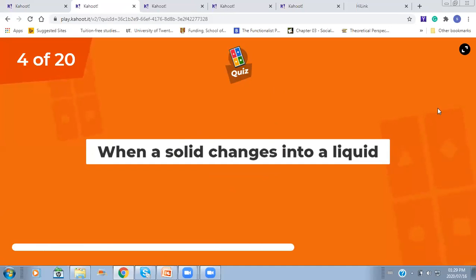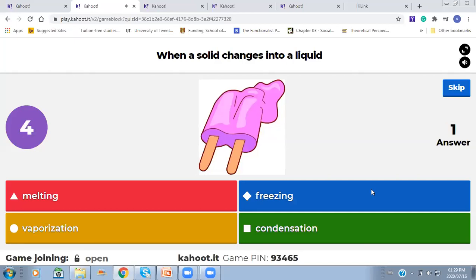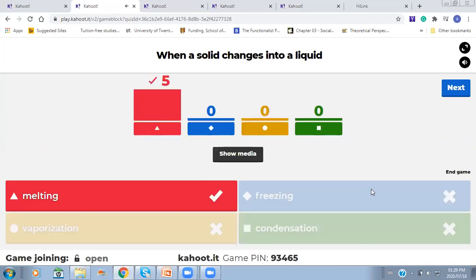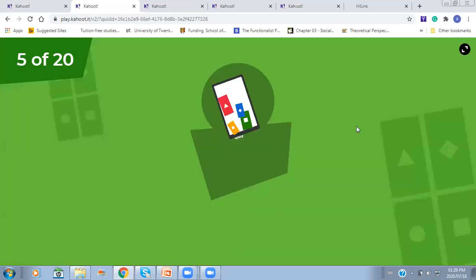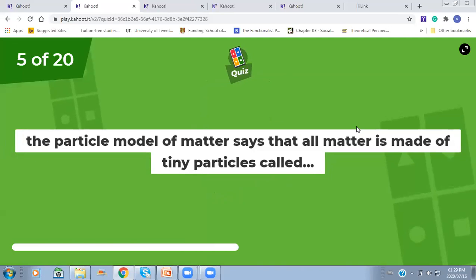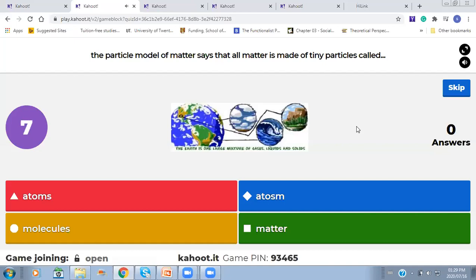When a solid changes into a liquid, what is it? Is it melting, freezing, vaporization, condensation? Okay. All right. All of you getting it? Let's see how many. Who did first? Yes. All right. This time around, all of you got it, but Han was the first person to answer. Let's go to the next. The particle model of matter says that all matter is made up of tiny particles called, let's go.